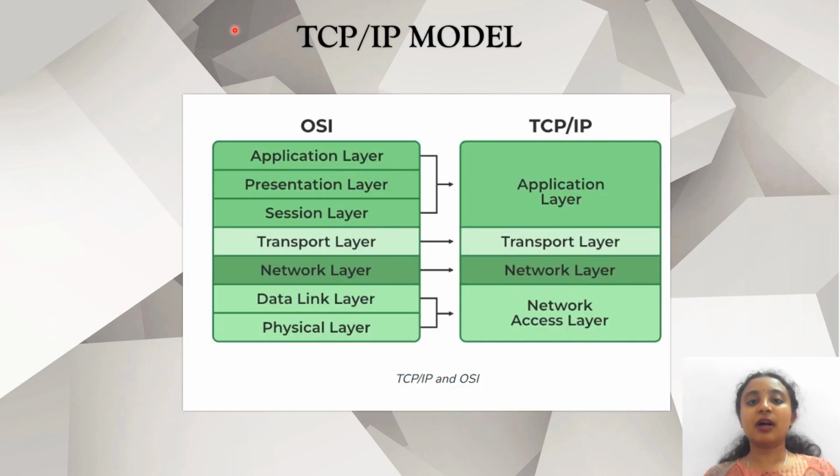In this slide, we learn about the difference between OSI model and TCP/IP model. In OSI model, we see the seven layers, namely application layer, presentation layer, session layer, transport layer, network layer, data link layer, physical layer. Whereas in TCP/IP model, we have only five layers, namely application layer, transport layer, network access layer. The difference between the TCP/IP model and OSI model: TCP refers to the Transmission Control Protocol, whereas OSI refers to Open System Interconnection.